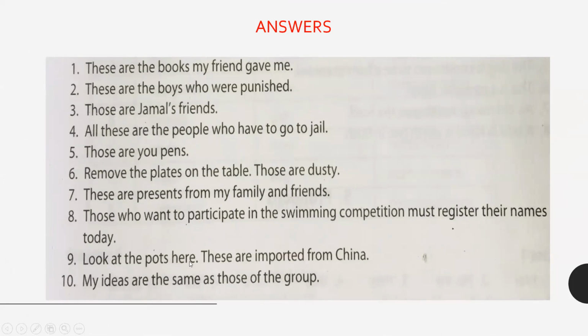Number 9, look at the pots here. These are imported from China. Number 10, my ideas are the same as those of the group. So these are your answers. And if you see properly, you will notice we have made some changes in the pronouns as well as some grammatical changes. So these answers you are supposed to write in your grammar workbook in neat and clean handwriting. Please take a screenshot so that we'll proceed further.